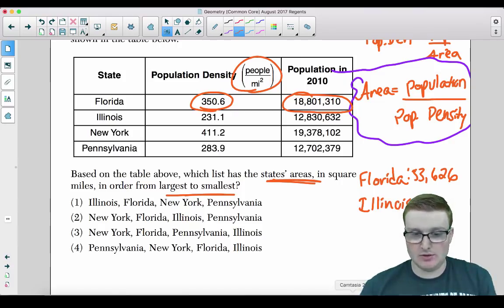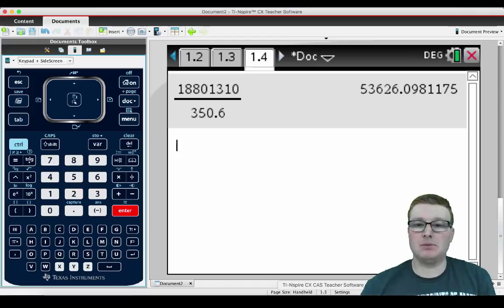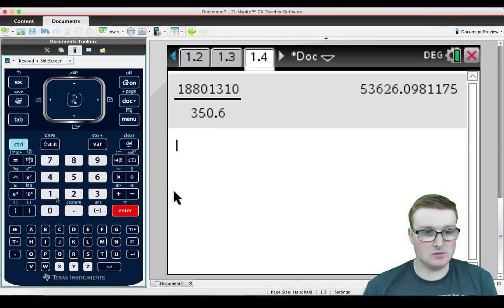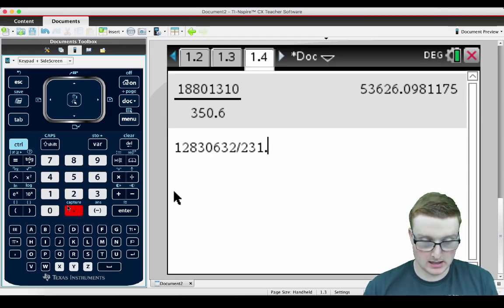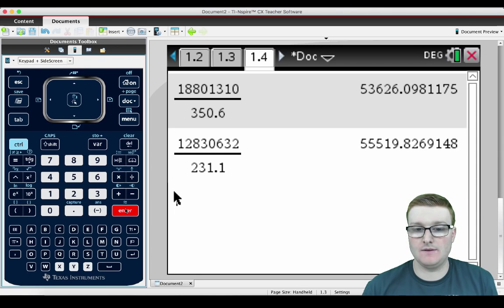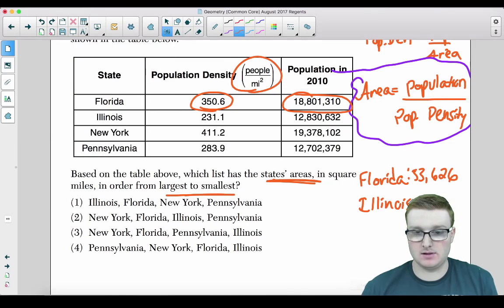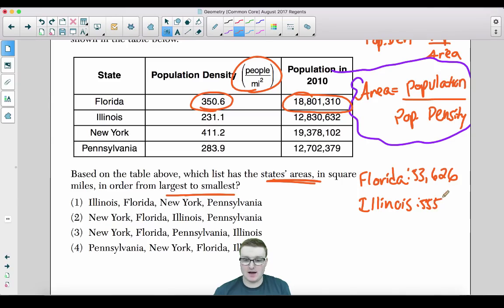When we plug everything into our calculator, we have 12,830,632 divided by 231.1. That's 55,519. Okay, that's Illinois. Now let's find New York.